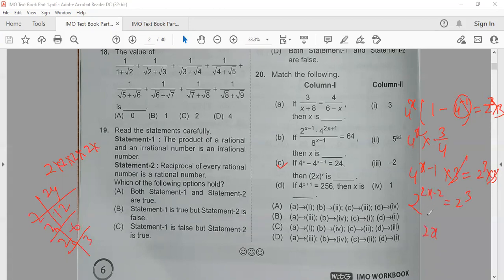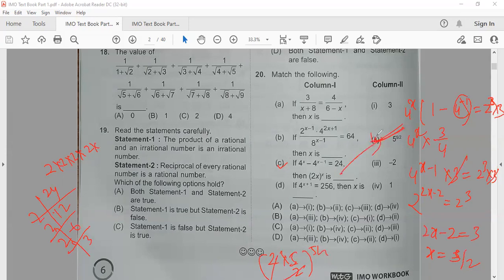Okay, so because the bases are the same, the powers must be the same. 2x minus 2 is 3, so x equals 5 by 2. Then 2x is 2 into 5 by 2, so the power is 5. This one is the correct matching.